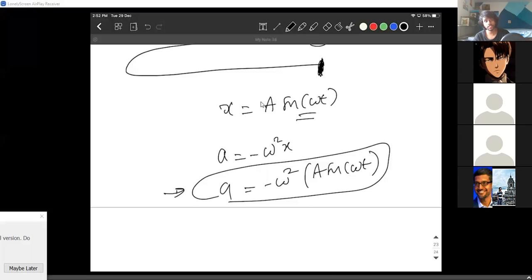Do I have the equation for velocity? It was there in the book. Velocity equals omega root over a square minus x square. I put this x, and I have the equation in terms of velocity also.